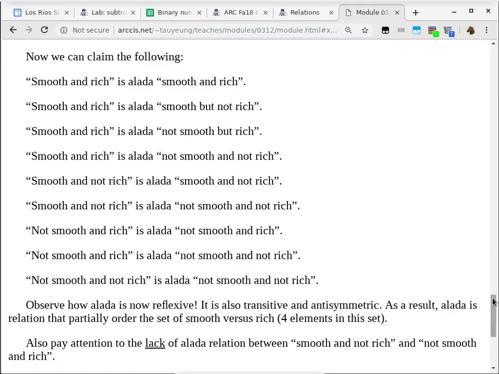Is that okay? But this is a very clear example of a partially ordered relation. Why is it called partially ordered? Because we cannot establish the ordering between smooth and not rich, and not smooth and rich. We don't know which one is better. And the beer commercial did not indicate either.